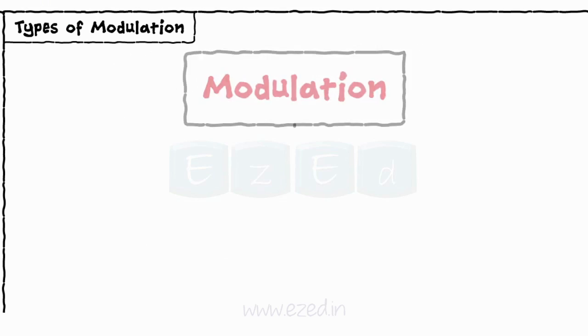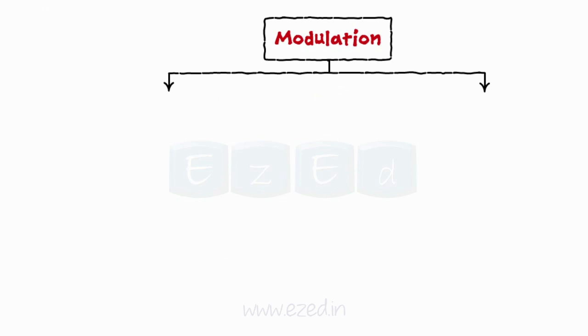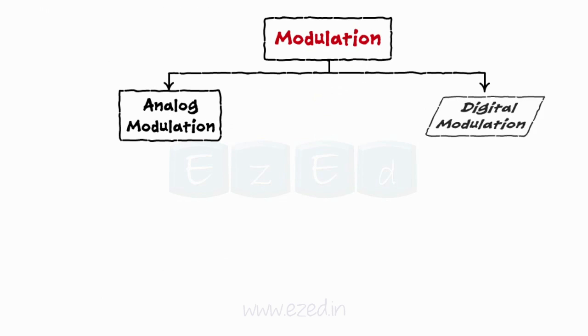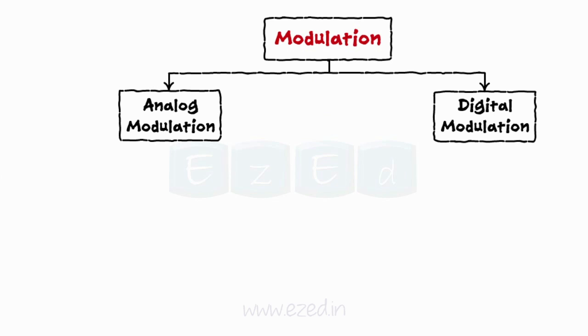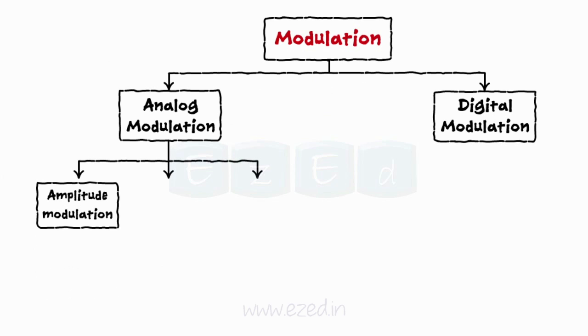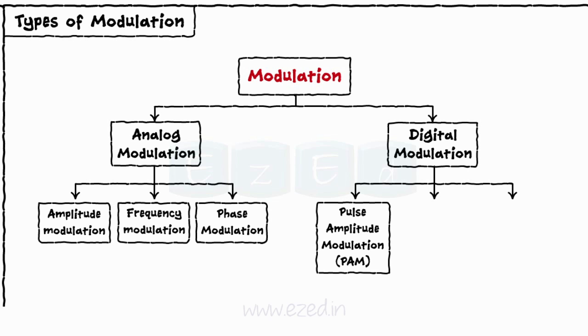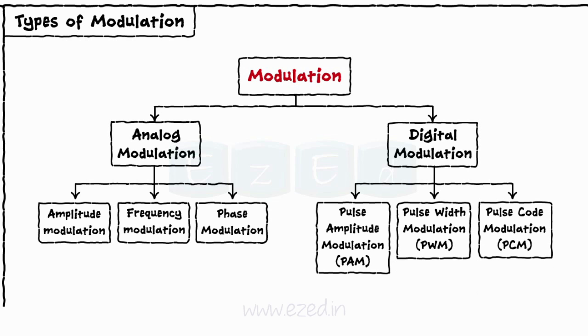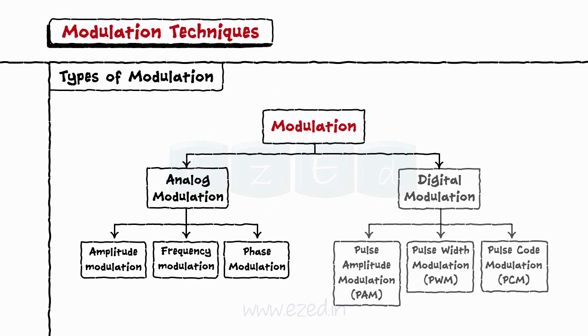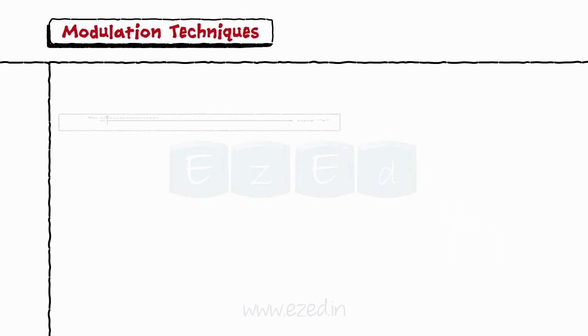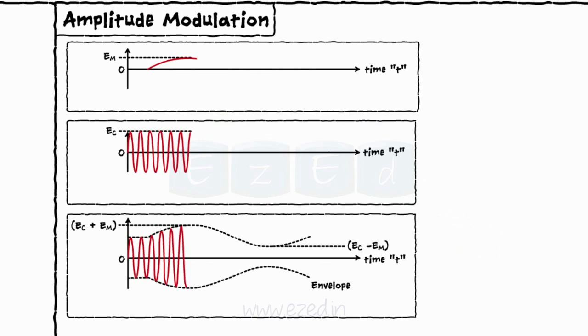Based on this, modulation is divided into two types: analog modulation and digital modulation. Analog modulation is further divided into amplitude modulation, frequency modulation, and phase modulation, whereas digital modulation is further divided into pulse amplitude modulation, pulse width modulation, and pulse code modulation. We will only focus on analog modulation. Let's see the modulation techniques one by one, starting with amplitude modulation.